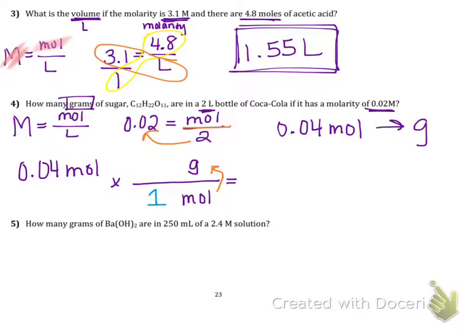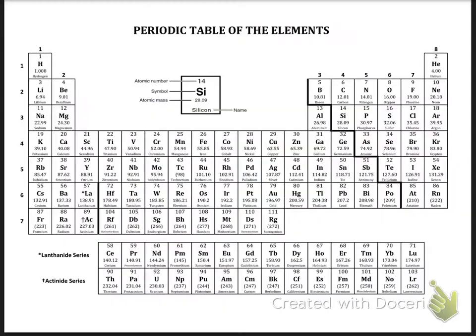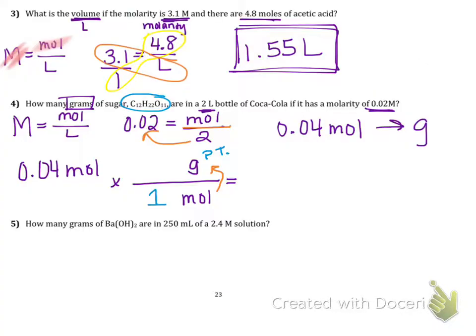Now, where do I get grams from? You get grams from the periodic table. So here is the compound C12H22O11. Okay, so I'm going to have to go back here. Here's carbon. Okay, I need 12 of those. I need 22 H's, and I need 11 oxygens. So calculate that. If you calculate it all together, you should get 342.296 grams.